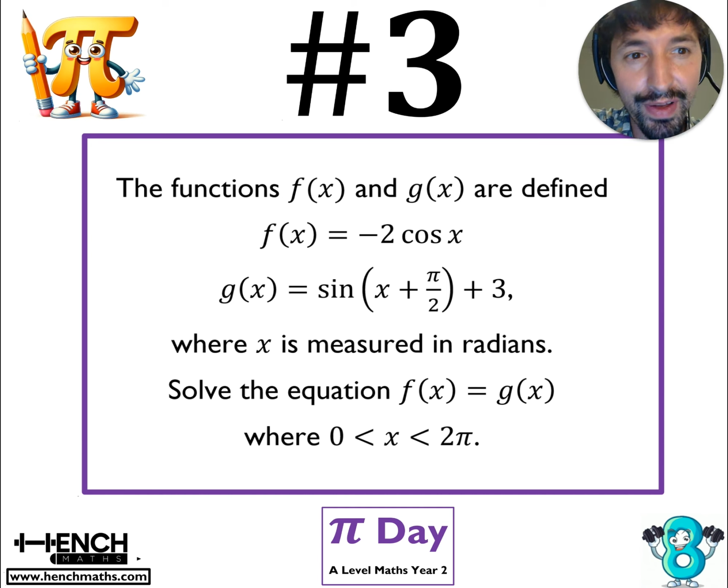The functions f of x and g of x are defined. f of x is equal to negative 2 cos x. g of x is equal to sine of (x plus pi over 2) plus 3. So we've got some graph transformations to our trig functions there, where x is measured in radians. So that's crucial. Solve the equation f of x equals g of x, where x is between 0 and 2 pi radians. So let's have a go.